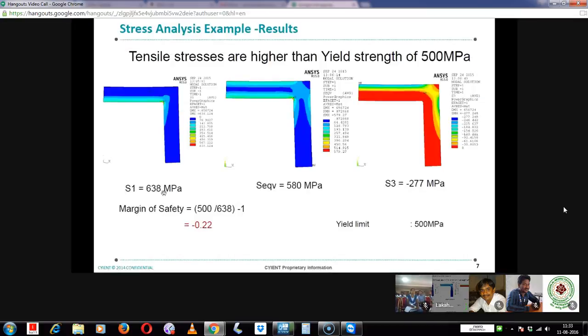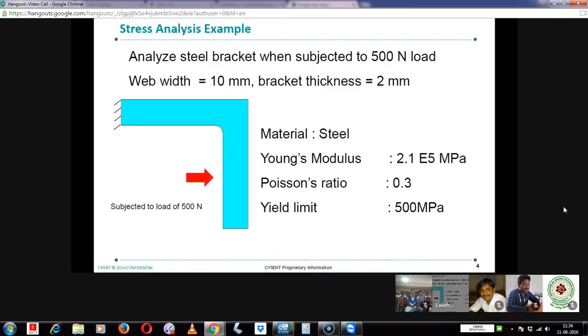Okay. When we try to calculate margin of safety for this design configuration, we got it at minus 0.22. So this component is going to fail. It has a negative margin of safety, so it requires design improvement, or we need to redesign it. Going back to what we have considered: bracket thickness 2 mm and web thickness 10 mm. So what are the other parameters which can reduce the stresses?